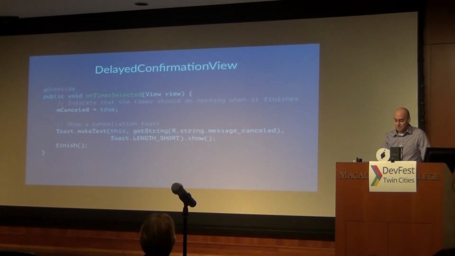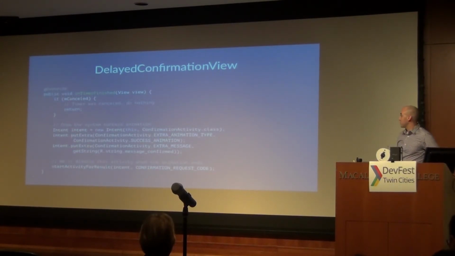So as an example, this is what I've done in my case. On selected, so when you click it, I'm just marking it as canceled, showing this toast message that it's been canceled, and finishing the activity. When it's confirmed, first I'm checking to see if it's canceled. Don't do anything if it is. Otherwise, I'm just launching this intent for the confirmation activity. This is another piece of the support library where you can get that confirmed information that the system uses just by launching an intent with this activity.